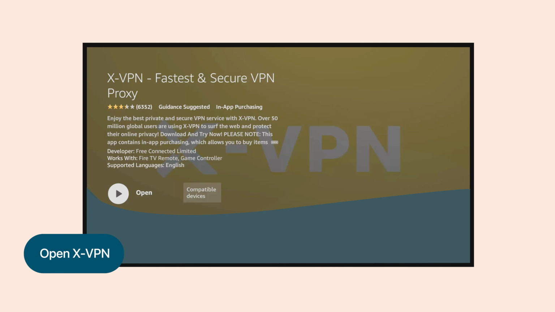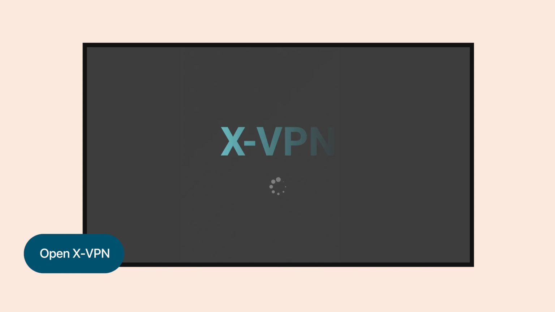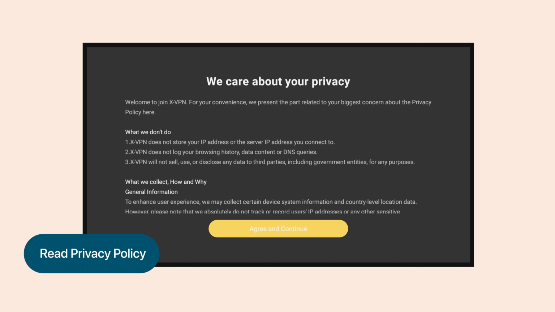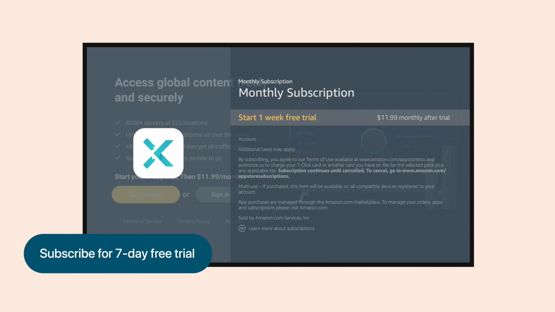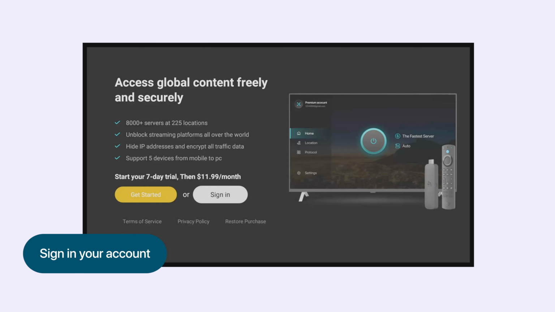After installation, open X-VPN. Read the privacy policy and click Agree and Continue. If you are new to X-VPN, click Get Started on the login screen to subscribe and get a 7-day free trial. If you already have a premium account, press Sign In.